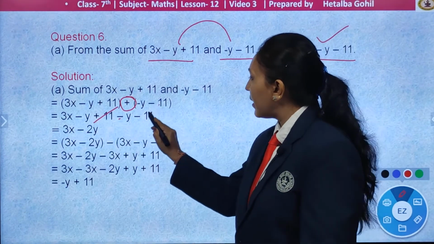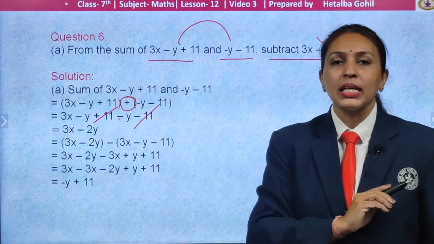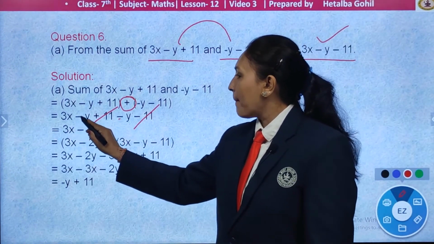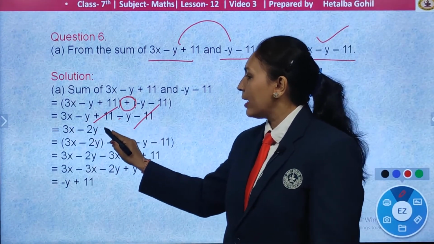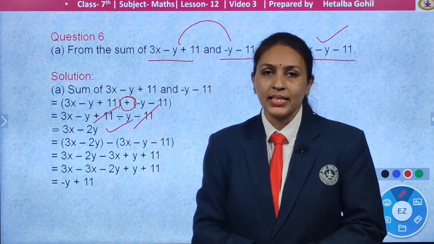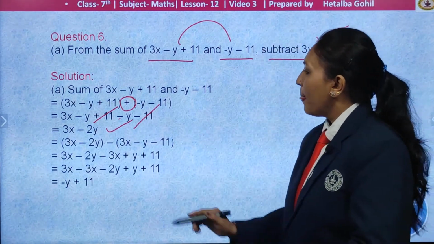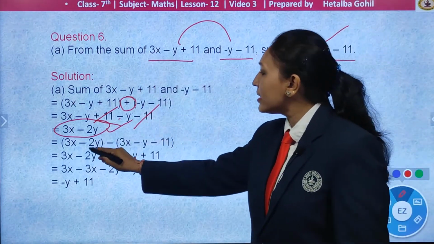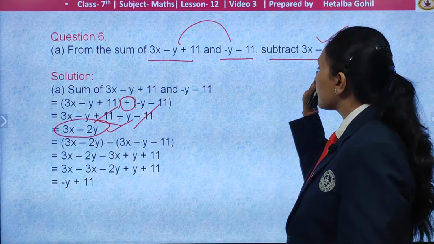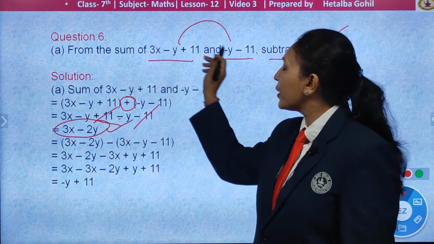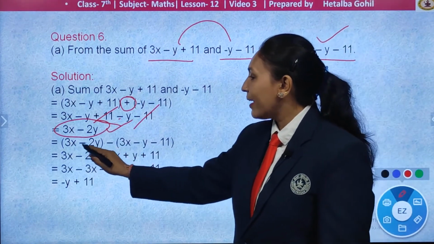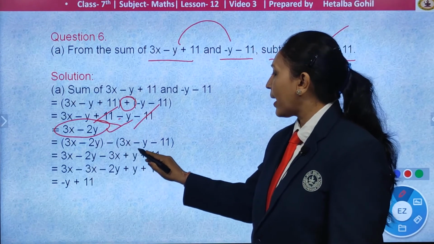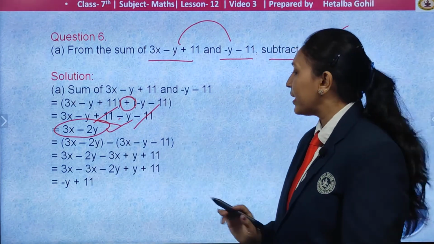This plus 11 minus 11 becomes 0. So, what is left out? Here 3x minus y minus y, we get 3x minus 2y. Now, this is the sum of the two expressions. Now, using this, we have to subtract the given expression from the sum of the first two. So, you can see 3x minus 2y minus 3x minus y minus 11 here.